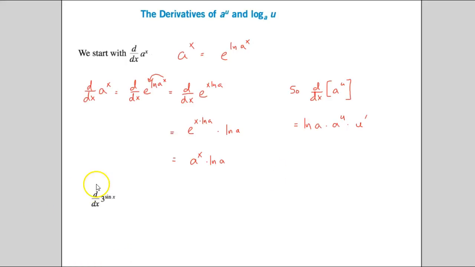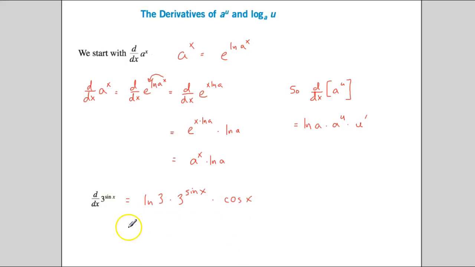Alright, so let's do an example. The derivative with respect to x of 3 to the power of sine x, the sine function. The derivative is going to be the natural log of the base, natural log of 3, times the original function itself, so 3 to the sine of x, and then times the derivative of the power. So the derivative of sine is cosine. Alright, so there's what we get.